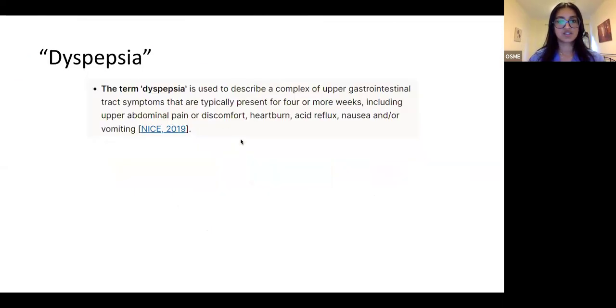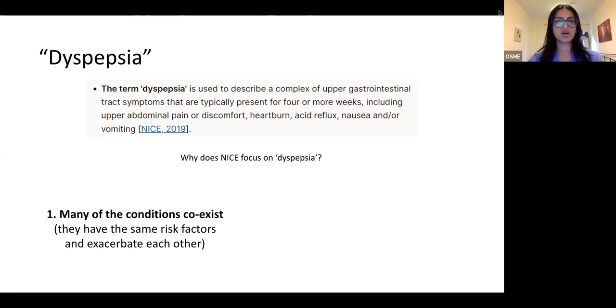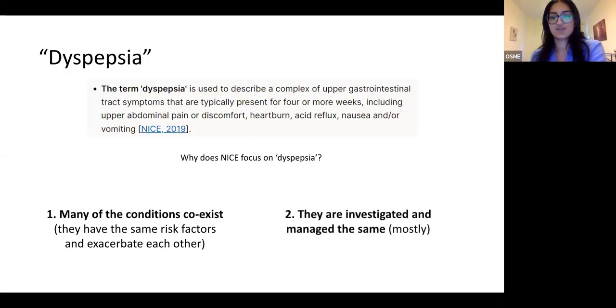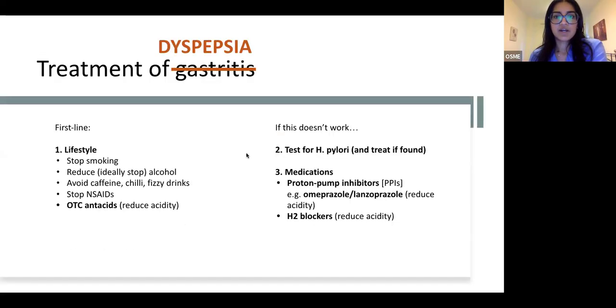Okay, so this is just a reminder of the definition of dyspepsia. And why does NICE focus on dyspepsia? Why can't it just use a different word that's easier to understand? It's because many of these conditions coexist, and they all have the same kind of risk factors as we saw, and link on from each other, and they're all very intertwined. And the management is also the same, and the investigations are also very similar. So that's why it's just to simplify things in primary care.